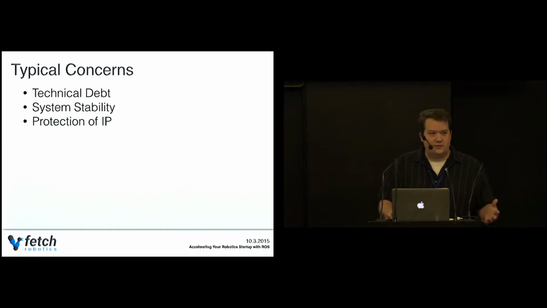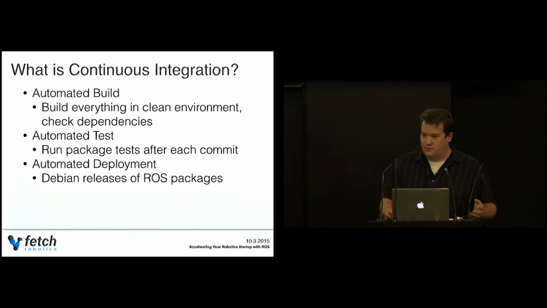Typical concerns, technical debt and system stability, I think are the two that really come to mind first for engineers. The business people will be much more concerned about the IP. Your investors will be much more concerned about the IP. But the technical debt and the stability is really important. And so continuous integration, which I'm a really big advocate of, is really important.